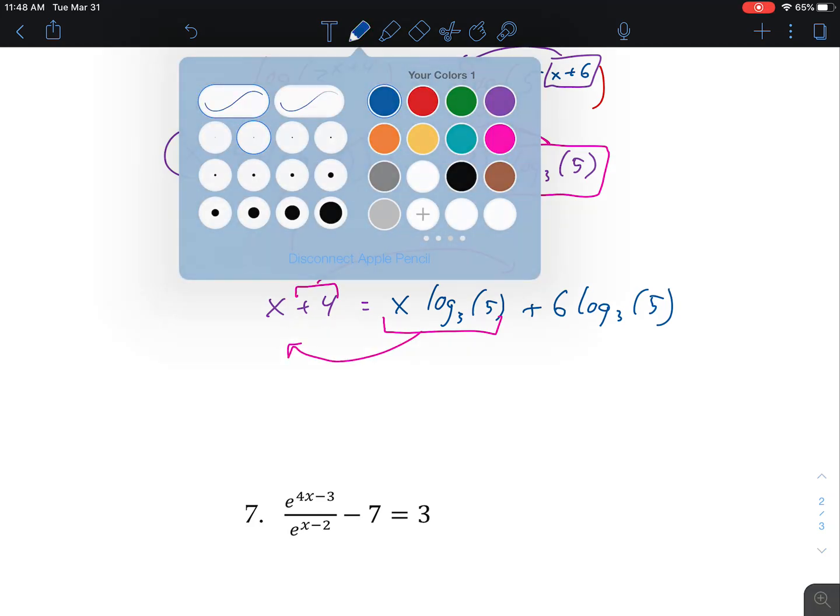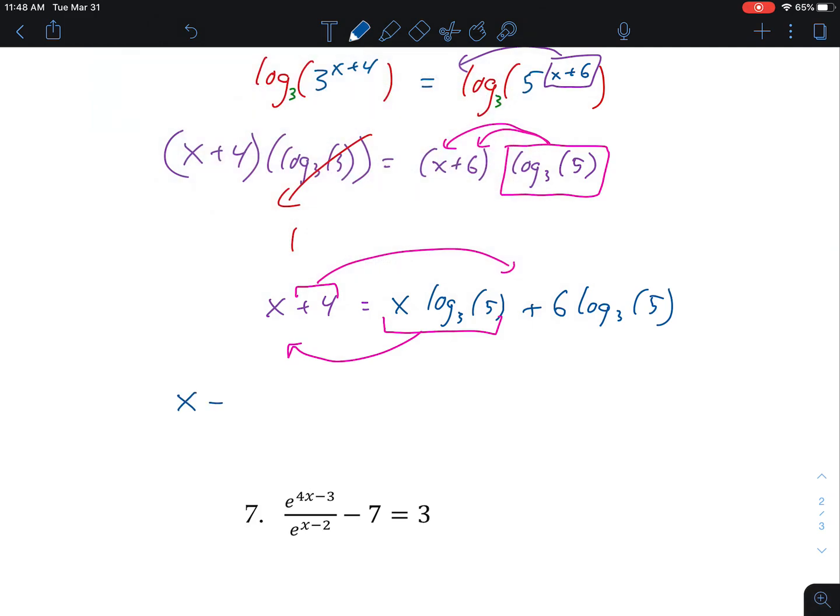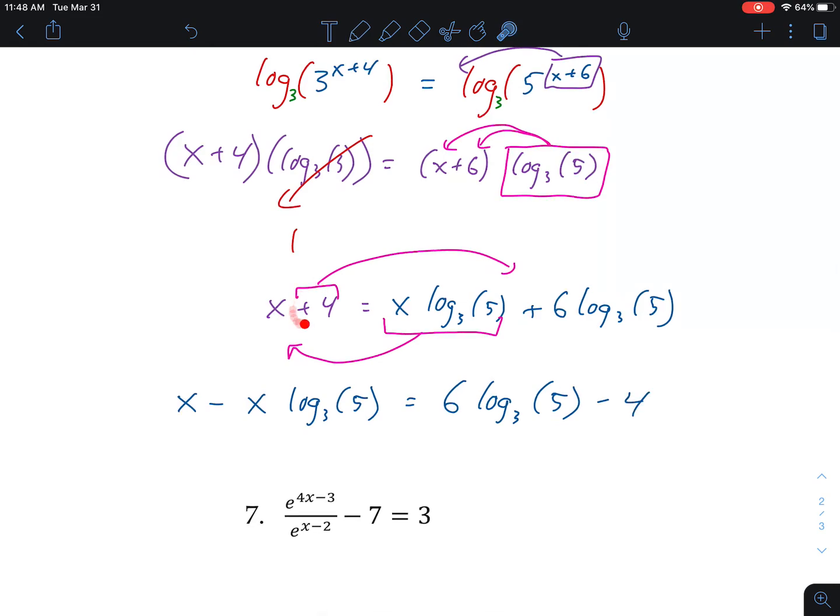All right, so just like when we were solving inverse equations, you flip the x and the y and you have to solve for x, same idea. Log base 3 of 5, right? So I subtracted to bring it over here. I get equals 6 log base 3 of 5, and now I have a minus 4. Here's my minus 4 brought over.